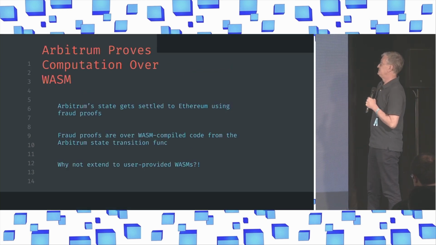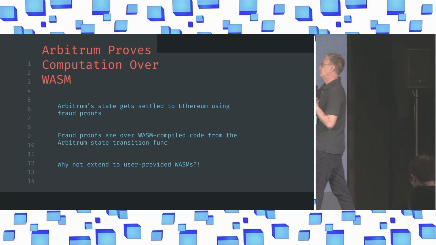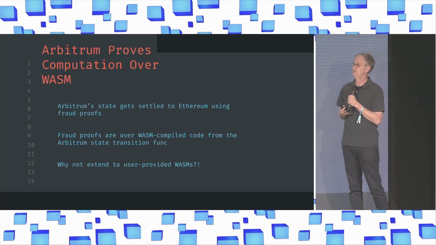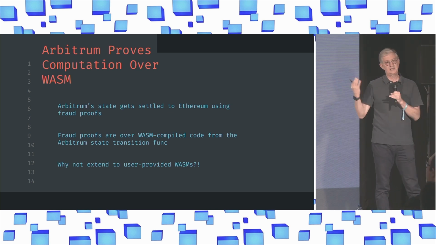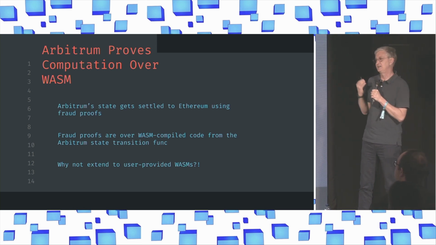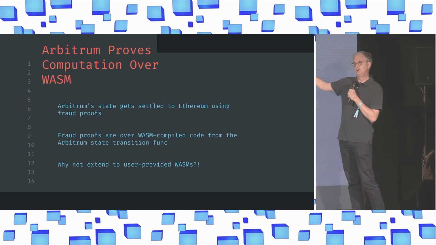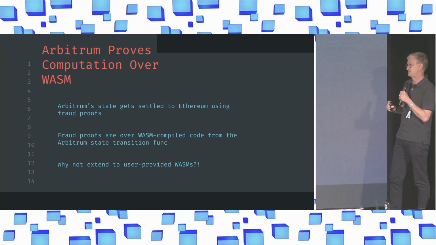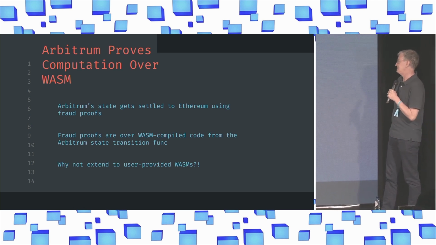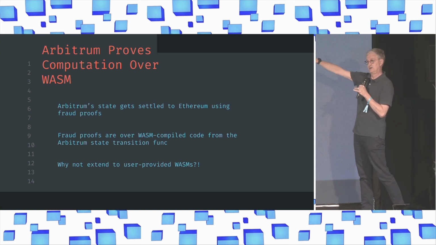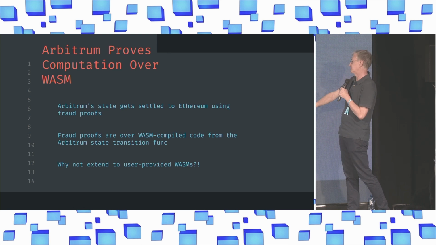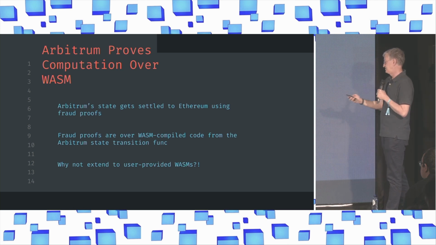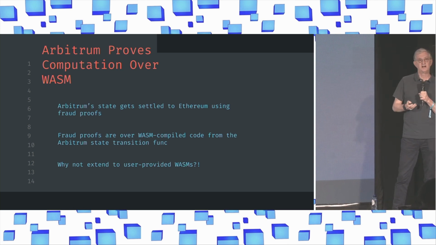Arbitrum, it turns out, already proves the results of computation by doing fraud proving over WASM execution. That's a decision that we made back in 2021, and we made it because we anticipated that we wanted to do this Stylus move later. So Arbitrum stake gets settled to Ethereum using fraud proofs over WASM already. Currently in the legacy Arbitrum, the fraud proofs are over WASM code that's compiled from the Arbitrum state transition function. So the idea is, why not extend this to user-provided WASM code?